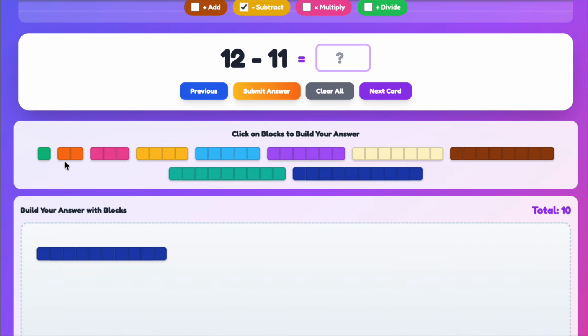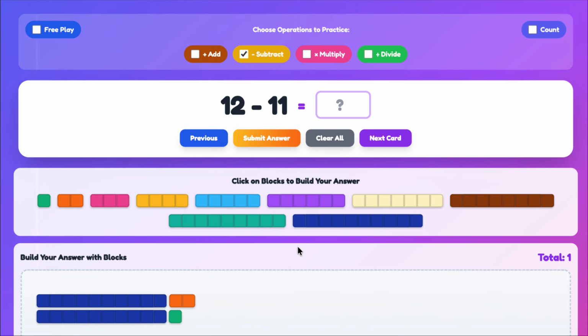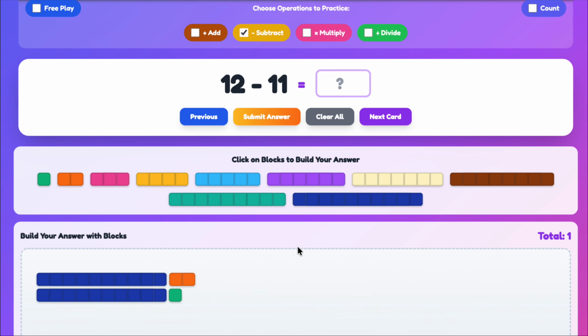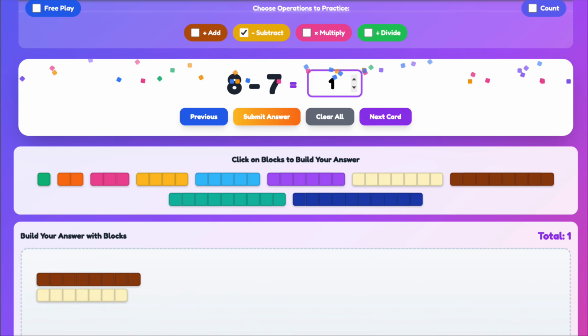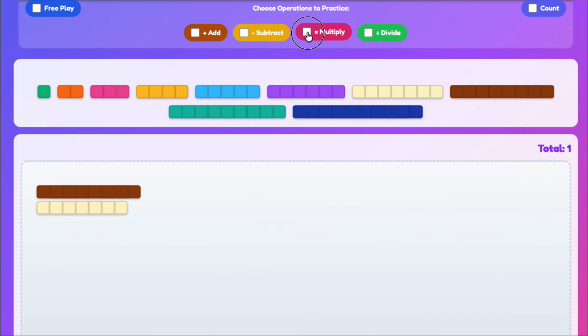I'm going to have 12 and take away 11. There's a little glitch on here where when I have the 11 or the 12, it lands on there. Just move it over there and you can see the difference is 1. I've got to work on a little bit of the coding yet, but at this point it's pretty good. So my difference is 1. Next card, 8 and 7. Difference is 1. So that's subtraction.